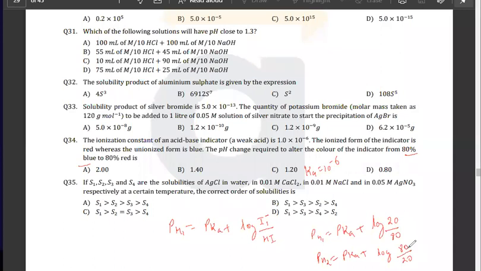Now, can you calculate pH1 minus pH2, or pH2 minus pH1? The change you are asked for, right? pKa will get cancelled. So it is equal to log 80 by 20 minus log 20 by 80, which is log 4 minus log 1 by 4, which is log 16, which is 4 log 2, which is 4 into 0.3, which is 1.2. Answer is 1.2. Got it, everyone? Question 34, got it? It is an important concept, a good question.